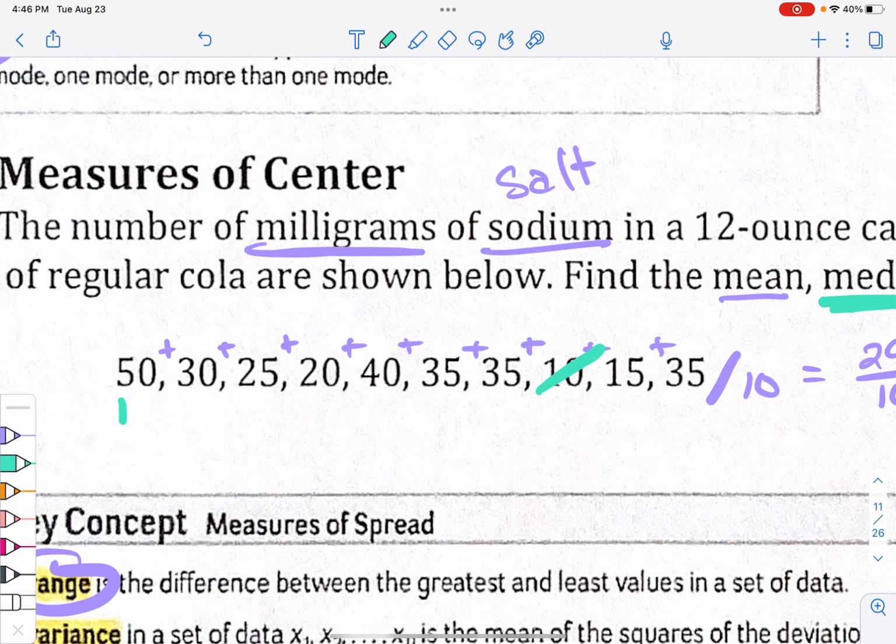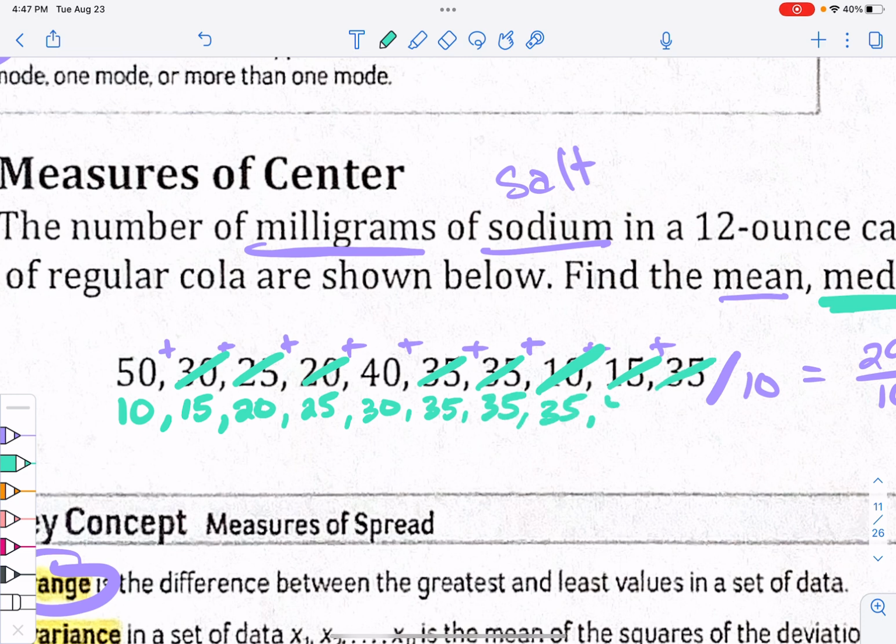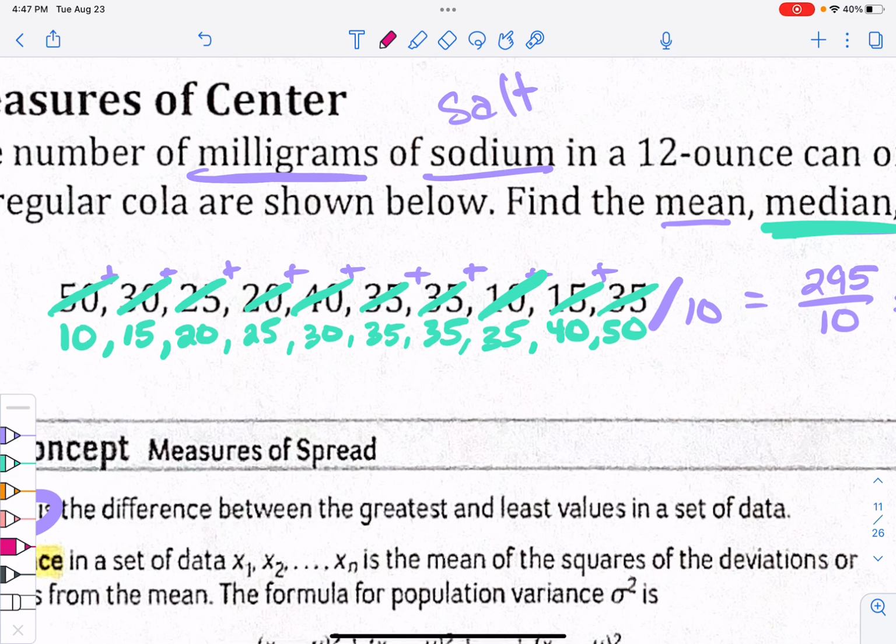So 10 is the first one. I'm going to write that directly below 50. The next one is 15. I'm going to write that directly below this one, okay? And by doing that, I know that I don't forget one, right? Because they're matched up basically, okay? The next one is 20. I'm going to write that right below, okay? The next one is 25. We'll write that right below. Then I have 30. Then I have 35. Then I have another 35. Then I have another 35. Then I have 40, and then I have 50, okay? And since I put them right below and I got all the way to the end, I know I didn't forget a number, okay?